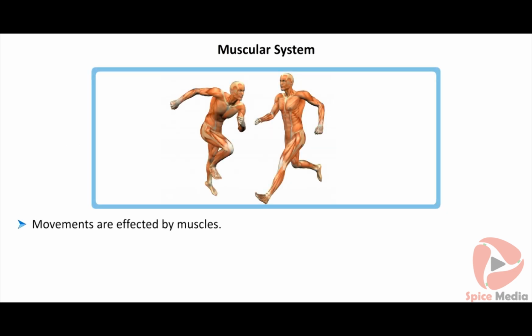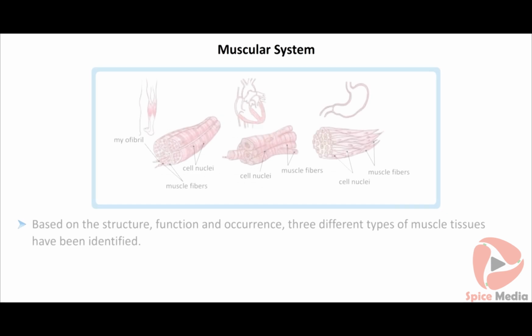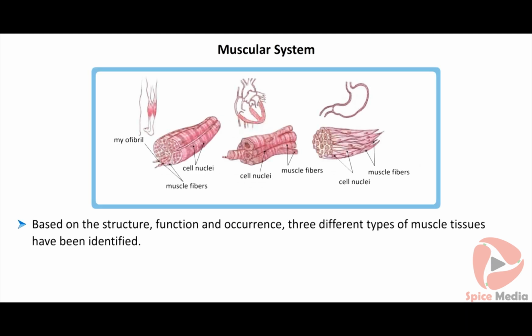At the end of this topic, you will be able to describe the muscular system, list different types of muscles, and cite the importance and functions of the muscular system. Movements are affected by muscles. Muscle movement is more powerful and energetic. The human body contains 700 to 800 muscles.